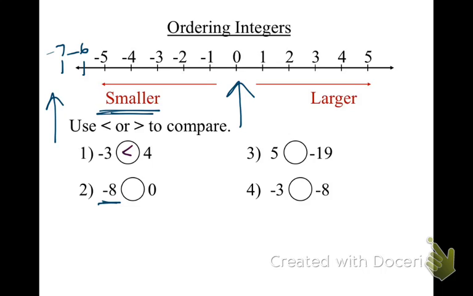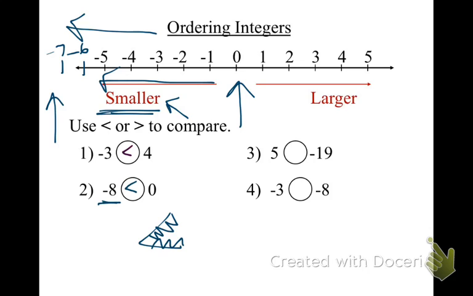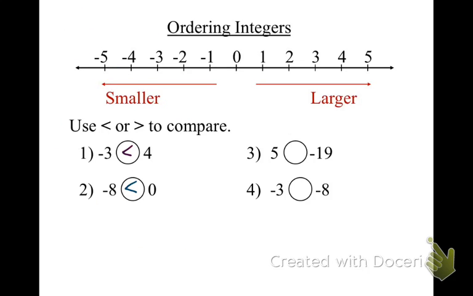So which one is the bigger number? Negative 8 is way over here. So as it goes to the left, it's getting smaller. So between them, my 0 is going to be the bigger number. And so remember, my inequality sign, or my alligator, is always eating the bigger number. So my inequality sign will be negative 8 is less than 0. Now go and try to solve number 3 and number 4 on your own.